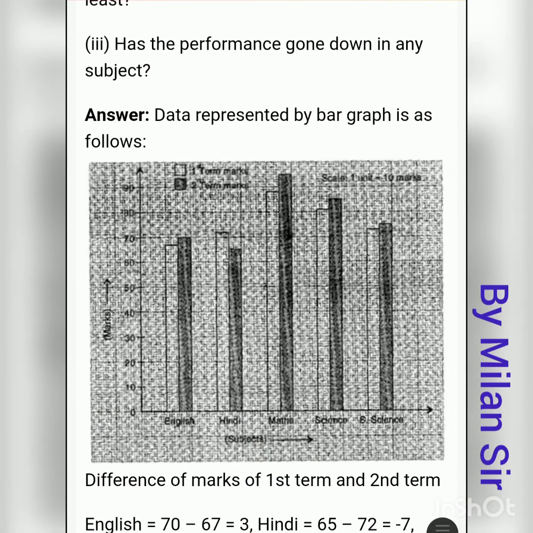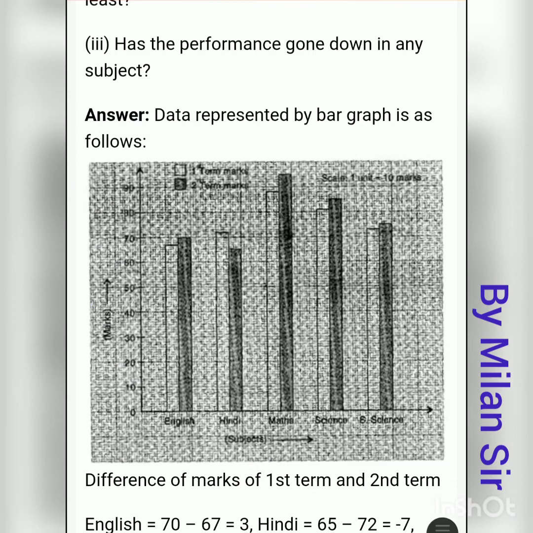So here on the y-axis you can write like this: 0, 10, 20, 30, 40, 50, 60, 70, 80, 90 and 100. So on the x-axis we are taking the names of the subjects: English, Hindi, Maths, Science and SS, and on the y-axis we take the marks: 10, 20, 30, 40, 50, 60, 70, 80 and 90. Now we can represent the details.